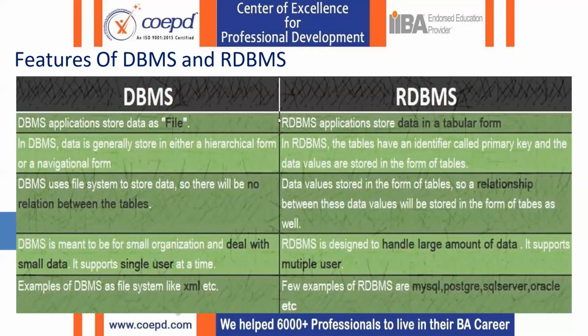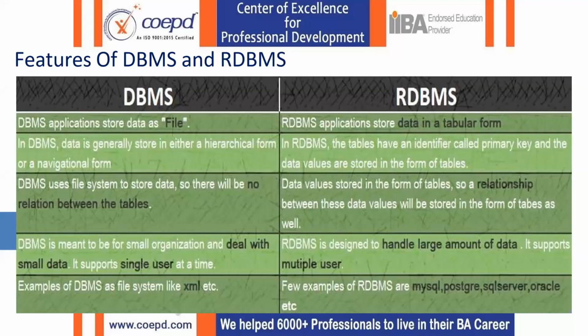Okay, fine. So in DBMS, data is generally stored in either hierarchical form or navigational form. There is no structure to save the data in DBMS. DBMS uses a file system to store data, so there will be no relation between the tables. In DBMS, we store the data in the form of files only, where there is no relation between the tables. DBMS is for small organizations and deals with small data. It supports a single user at a time, like our Excel sheet, which is nothing but a DBMS.